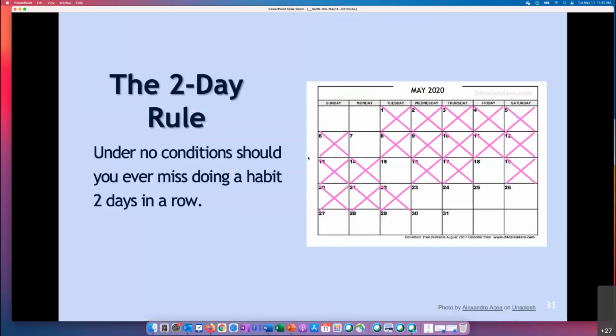Another way, I guess, in helping with motivation is to develop some habits. So this is a 2-day rule that helps you to form habits. What this states is that under no conditions should you ever miss doing a habit 2 days in a row. So you're always permitted to miss a day, which feels good. The next day you need to do it again. So that's called the 2-day rule.